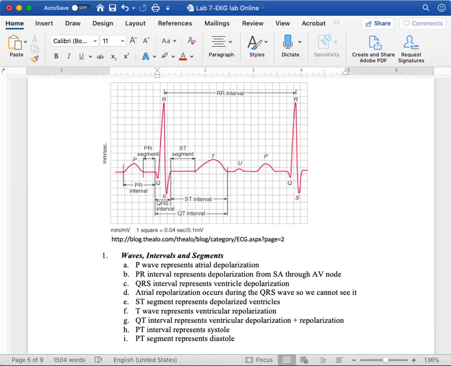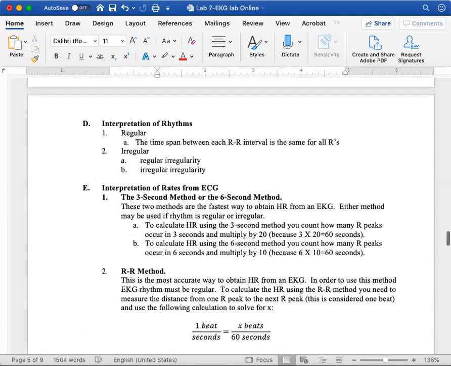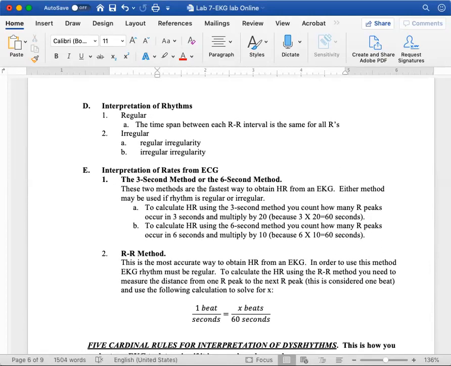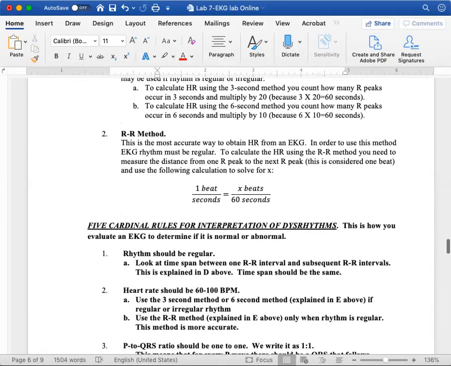Also, if you go down to H, the PT interval represents systole. So PT interval is start of P to start of T, right? That's PT interval, and that represents systole. Systole is when your heart is contracting, and then the T to P segment is when the heart's at rest, so that's diastole, right? We'll come back to this page. Let's skip this page for a second.